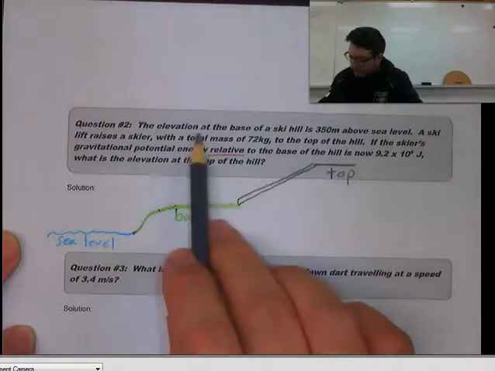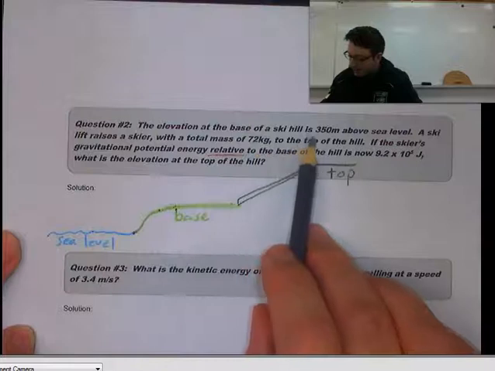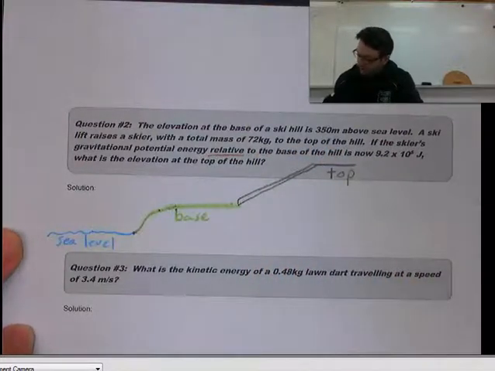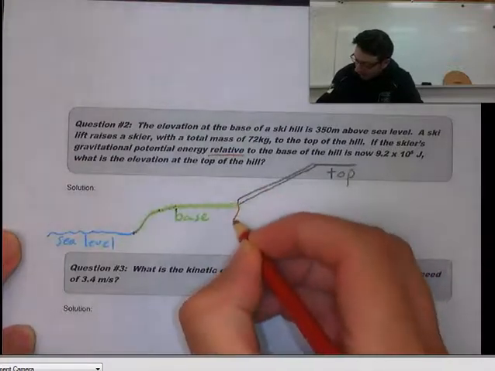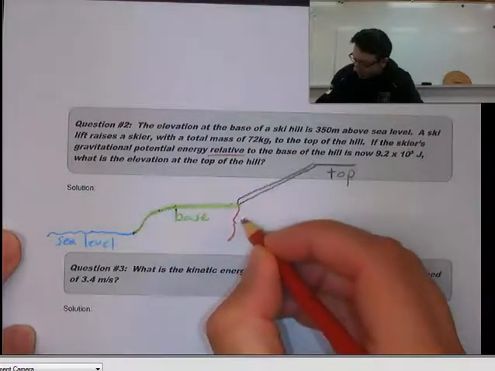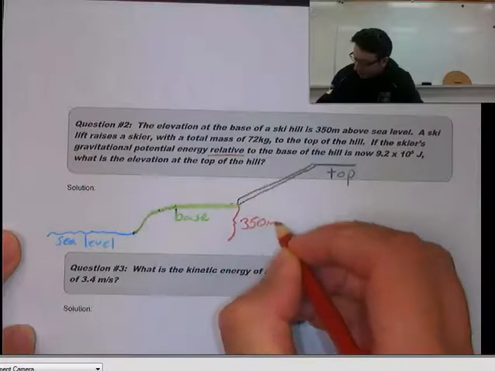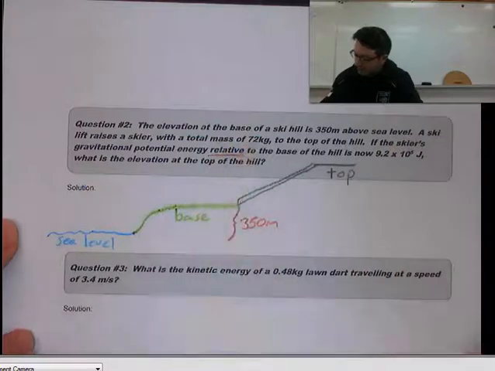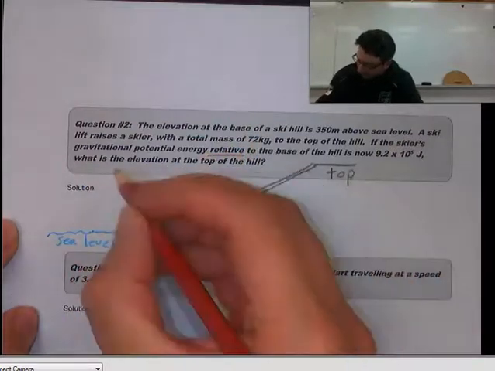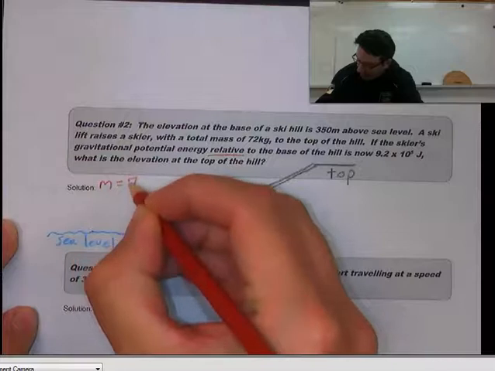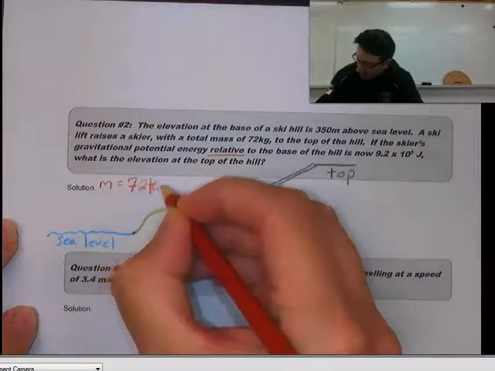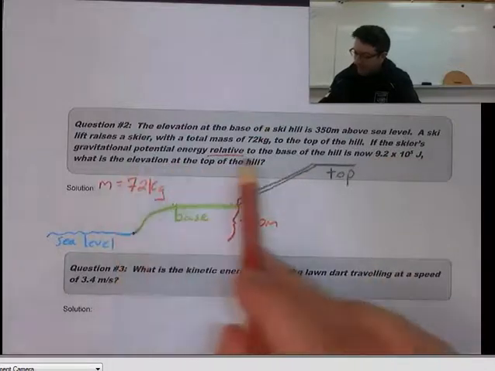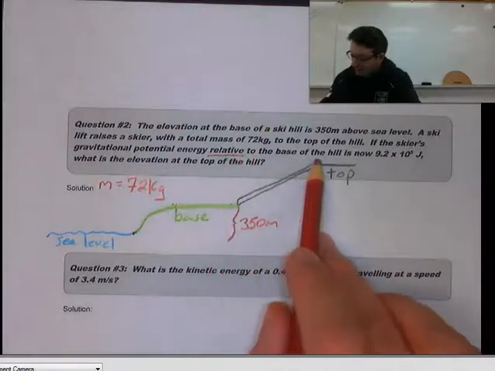Okay, now it says the elevation at the base of a ski hill is 350 meters above sea level. So I know that from here to sea level is 350 meters. We know the mass of a skier is 72 kilograms. We have mass as 72 kilograms.